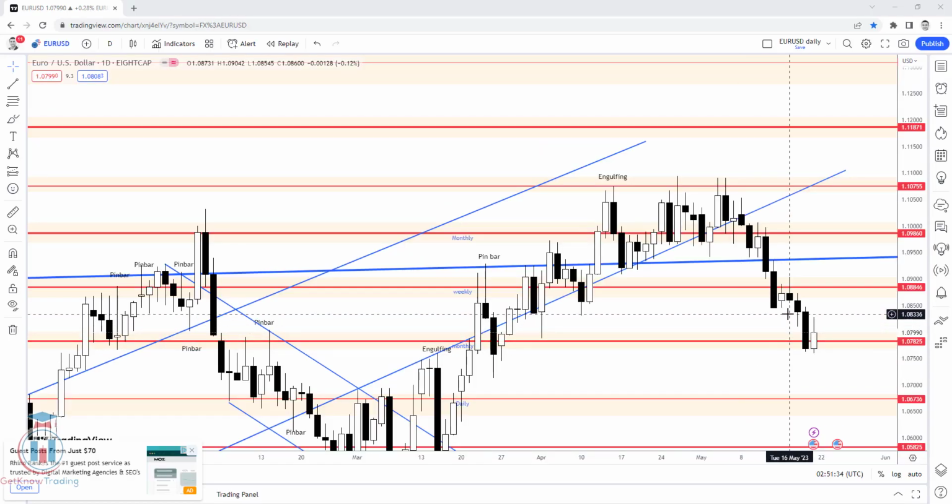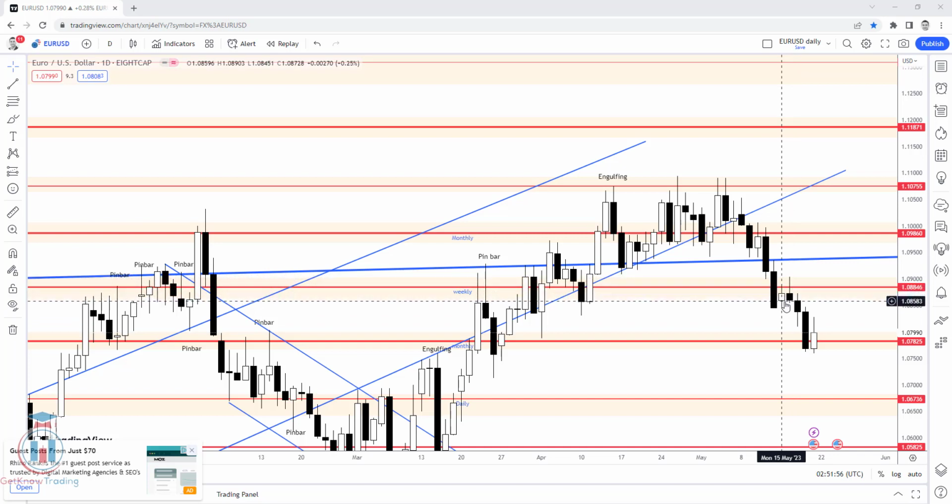EURUSD this week, starting from the Monday, has fallen in price. We can see that Monday started with a small bullish candle after the drop in the previous week. The price returned back up to 1.08846, where it found resistance again and formed a bearish pin bar on Tuesday, which was a trigger to continue falling down again.